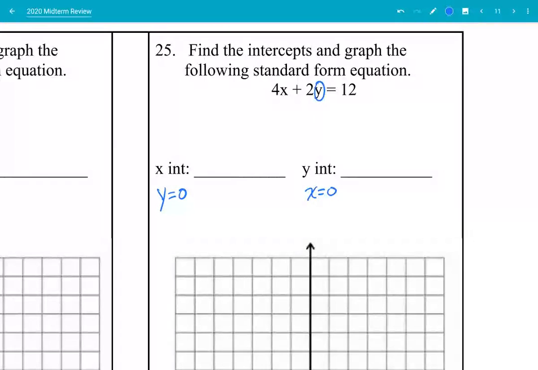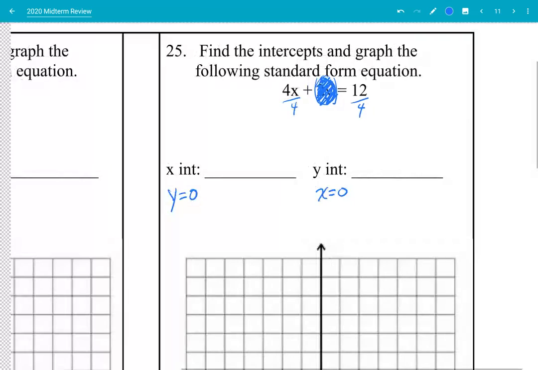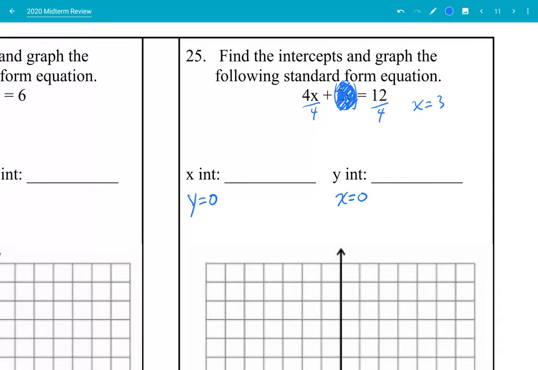If y is 0, then that means this whole thing is 0 as well. 2 times 0 is 0, so all this goes away. So we just have to solve this. 4x equals 12, so divide by 4, and x equals 3. So the x-intercept is (3, 0).